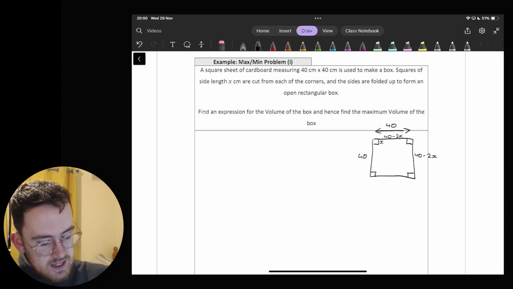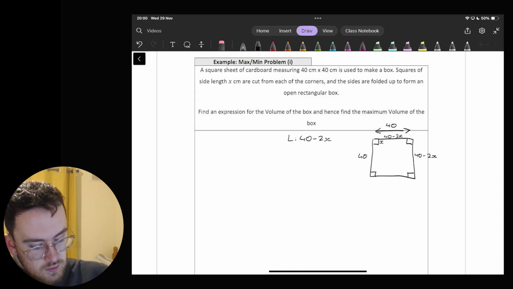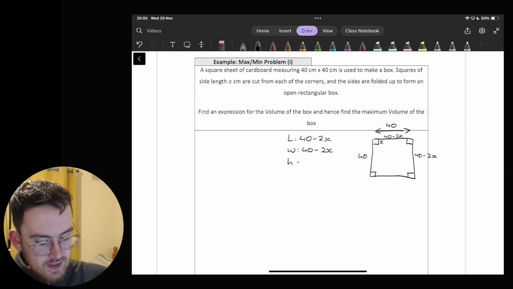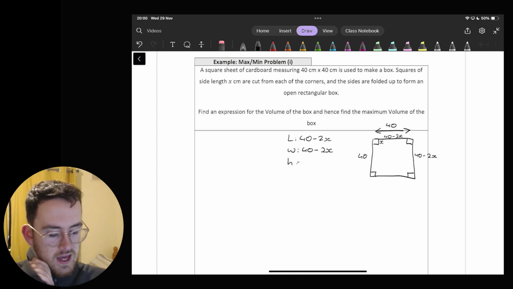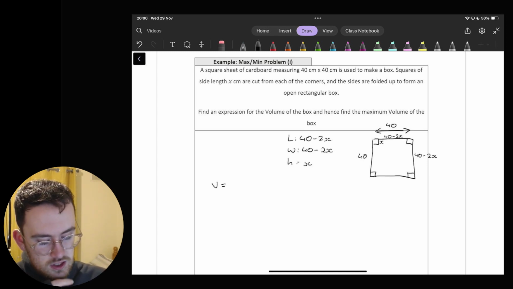So looking at my length, width, and height, the length of my box is 40 minus 2x, the width is 40 minus 2x, and the height of the box, if I'm folding it up from the corners, is going to be the x that I've cut out. So to find the volume, it's going to be x multiplied by 40 minus 2x multiplied by 40 minus 2x.